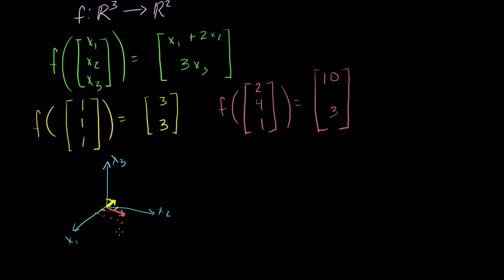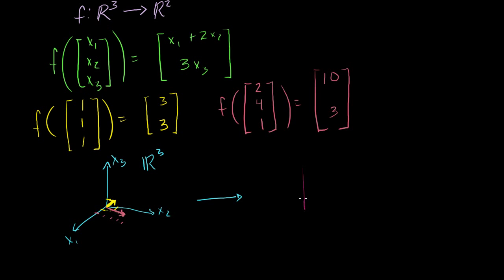So I've drawn these two vectors that are essentially in my domain. Our domain is R3. This is R3 right here. And let's see what our function maps these vectors to. What's our codomain? Our codomain is R2. So this is much easier to visualize for us.